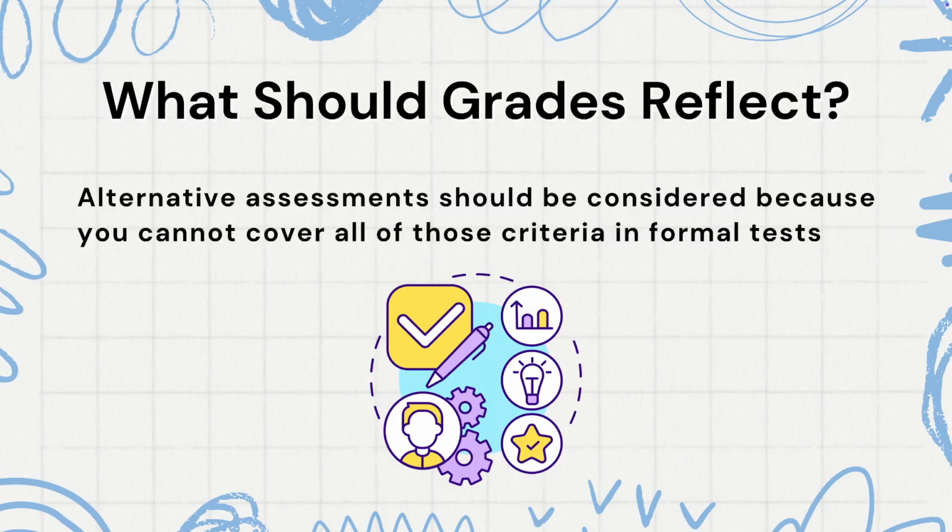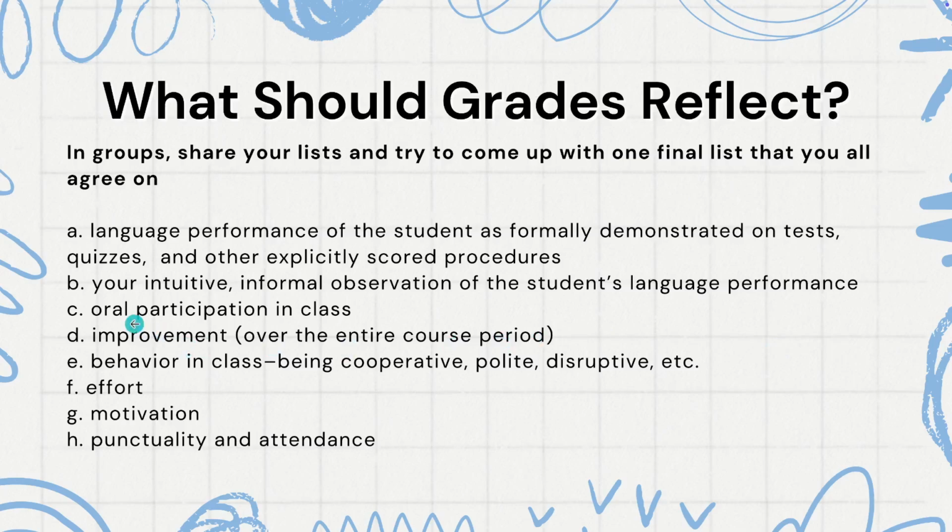So, considering all of those that you thought were important that maybe can't be in the grade, obviously we should also have alternative assessments, because you can't cover all those criteria in a formal test, right? You can't cover participation in a formal test. So I want to go back to this list for a second. If you've got participation as part of your grade, then you better have many activities in your course where you are assessing their participation. It can't just be when you ask a couple random questions in class, because that's not fair to the other students.